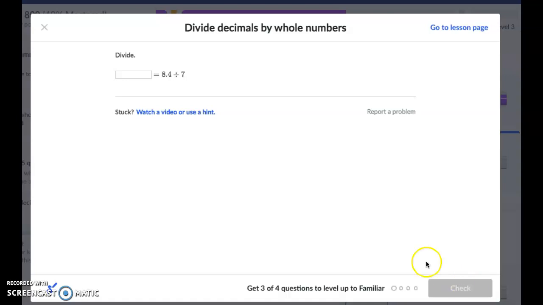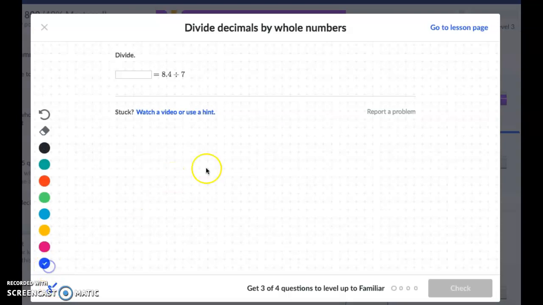8.4 divided by 7. So here we can write it out just like we've been doing. So 7 is going to go on my outside and 8.4. They've already put that decimal in for us this time. Last time they didn't, but the decimal's already in there for us. So 7 fits into 8 one time. Don't forget to move that decimal point up, and usually I do it before I even start the problem.